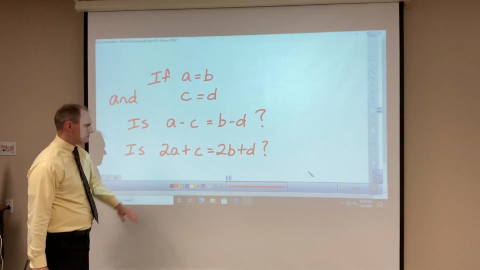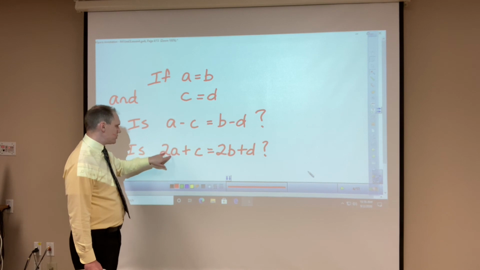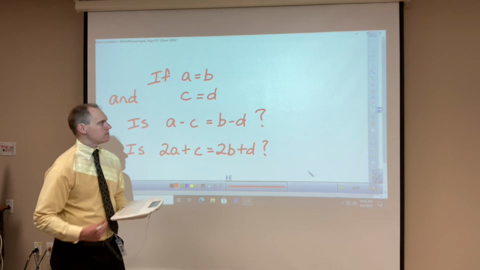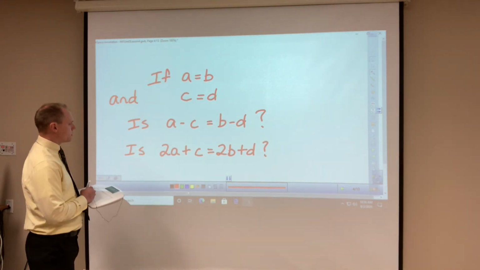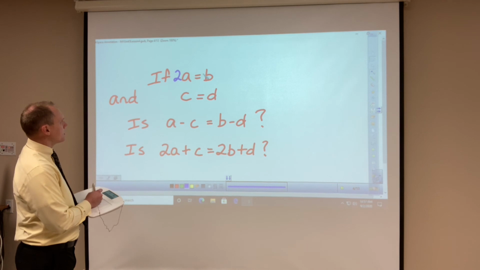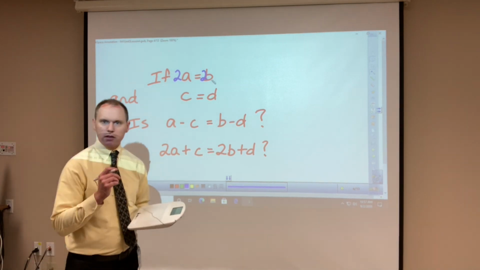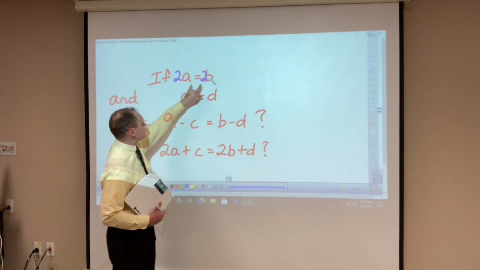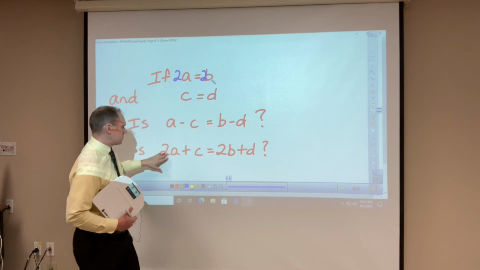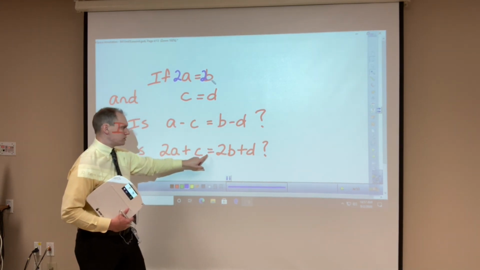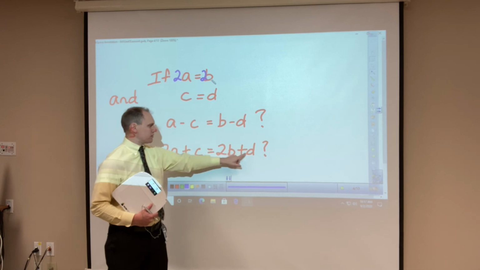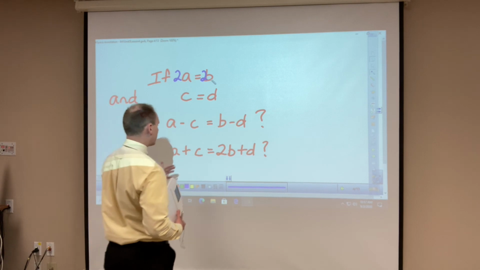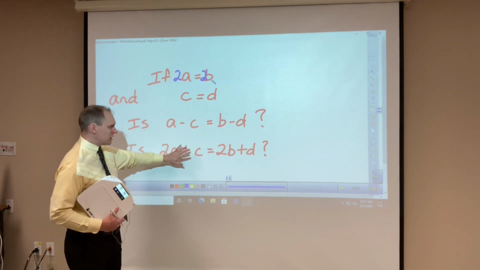All right, what about this one? What if we have 2A plus C and 2B plus D? Is that true? Well, let's see. We've said before that we can multiply both sides by 2, right? In the last slide, we said that, right? Well, 2A plus C and 2B plus D. Well, we know that 2A and 2B are the same. Did we do the same thing to those quantities? We added C over here, we added D over there. Those are the same quantities, right? So yes, we did the same thing over on both sides. And so yes, this is true.